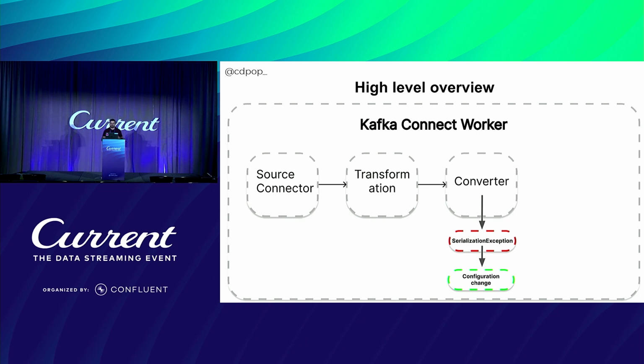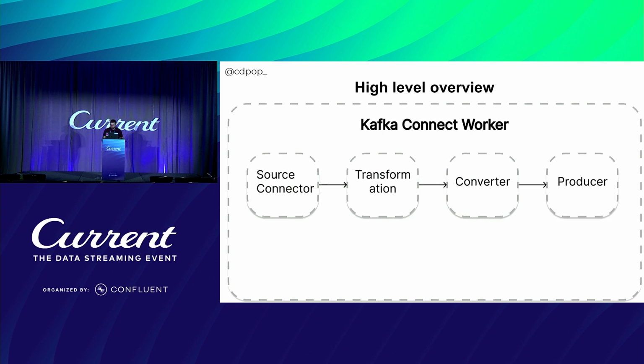Serialization exceptions within a source connector should be very uncommon, because if you cannot pull the data and produce it to the topic, more than likely there's something going on with the source connector itself. And then there's the producer. The producer can throw a number of exceptions. In this particular example, we're just going to go with schema compatibility. And in that case, you can modify the compatibility for the schema registry.